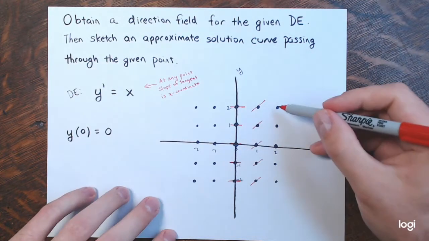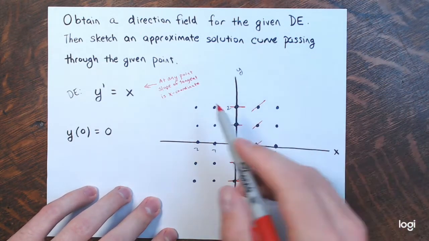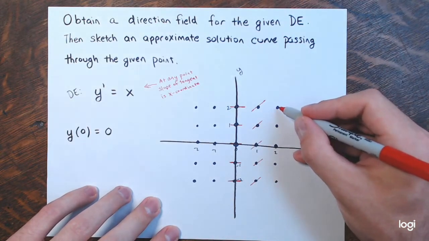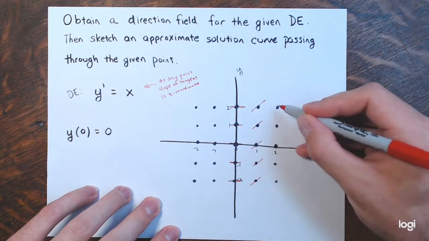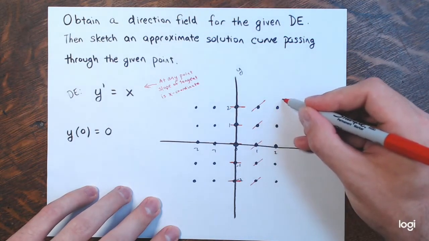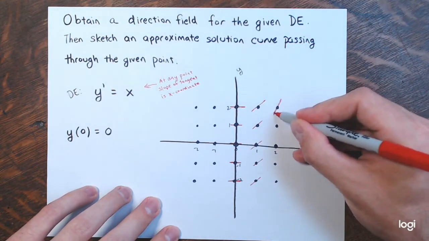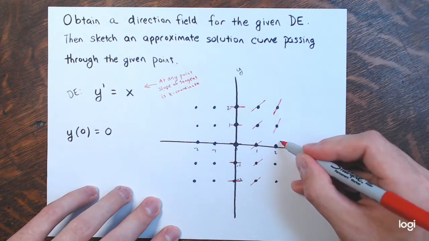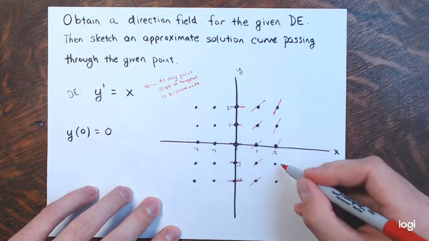All these points have an x-coordinate of 2, right? So y prime would be 2. So I'm going to have little pieces of line segments with a slope of 2, a little steeper. All these should be parallel, slope of 2 at each of these points.